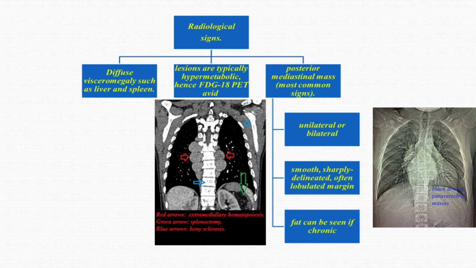Radiological signs include diffuse visceromegaly such as liver and spleen. Lesions are typically hypermetabolic, hence FDG-18 PET avid. In addition to the posterior mediastinal mass, which is the most common sign, which could be unilateral or bilateral, with smooth, sharply delineated, often lobulated margin, and fat can be seen if chronic.